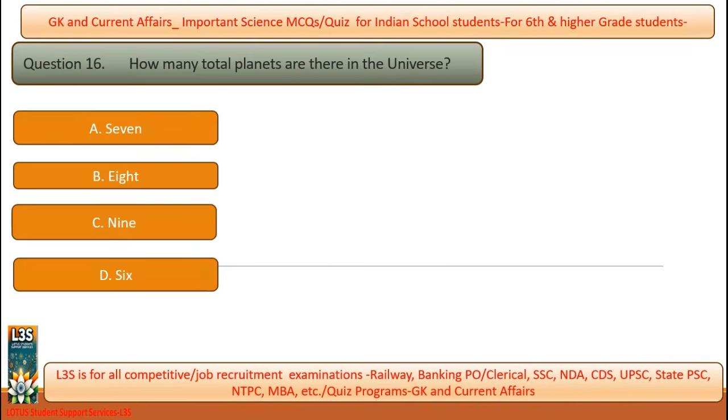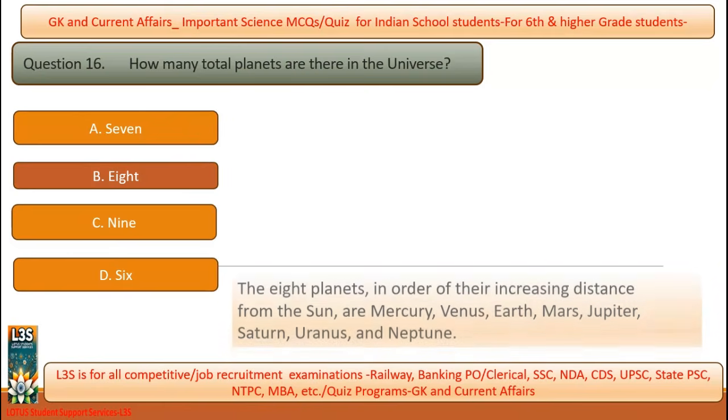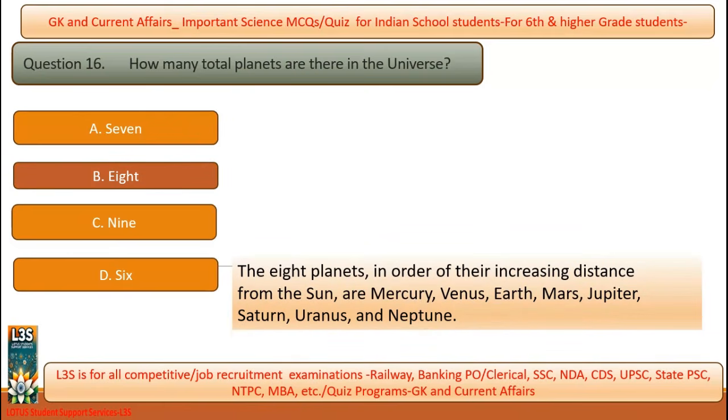How many total planets are there in the universe? And right option here is B, 8. The 8 planets in order of their increasing distance from Sun are Mercury, Venus, Earth, Mars, Jupiter, Saturn, Uranus, and Neptune.